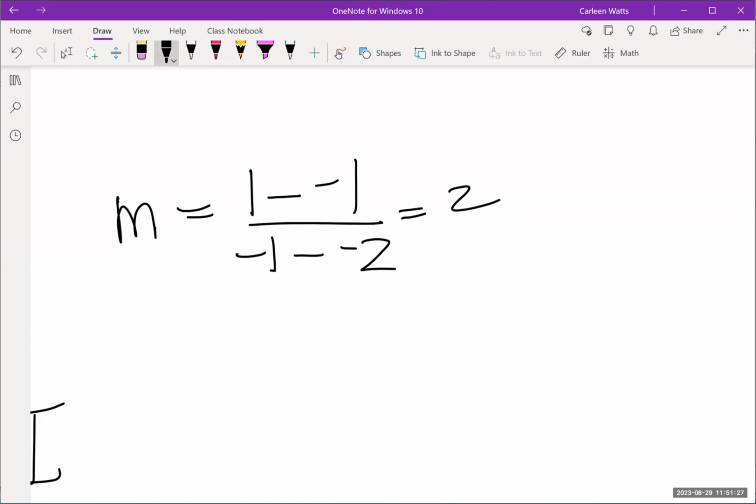Okay, now let's do the bottom. -1 using this, right? -1 minus -2. And you should get 1. Or you can go keep, change, change, keep, change, change. Or you can use the calculator.